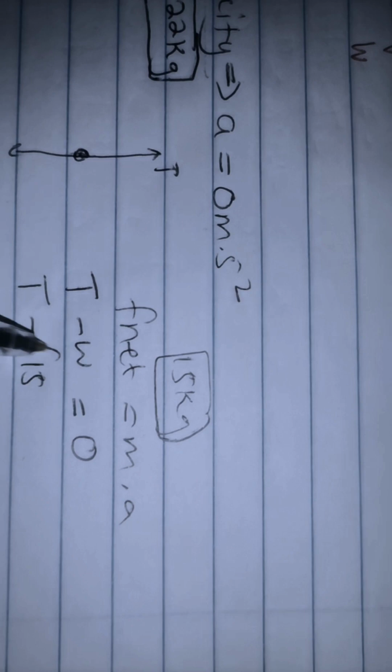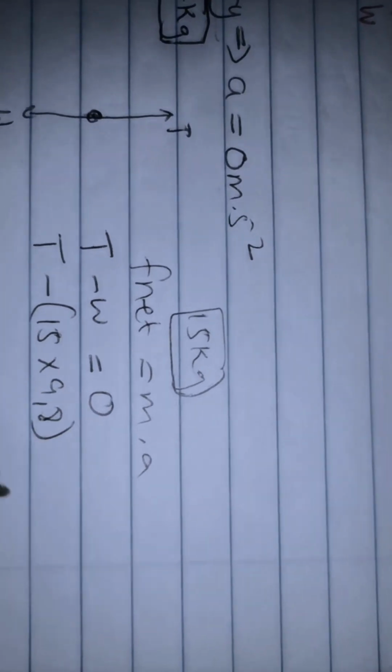So it's going to be tension minus weight equals 0. What is our weight? Mg, mass times gravity, which is 15 multiplied by 9.8. On a calculator, 15 times 9.8 gives me 147. Then tension minus 147 equals 0, so I transpose the negative 147 to the right. It's going to be positive 147 newtons.